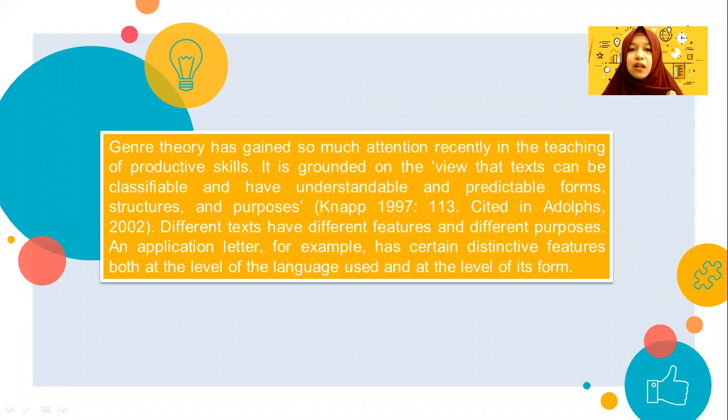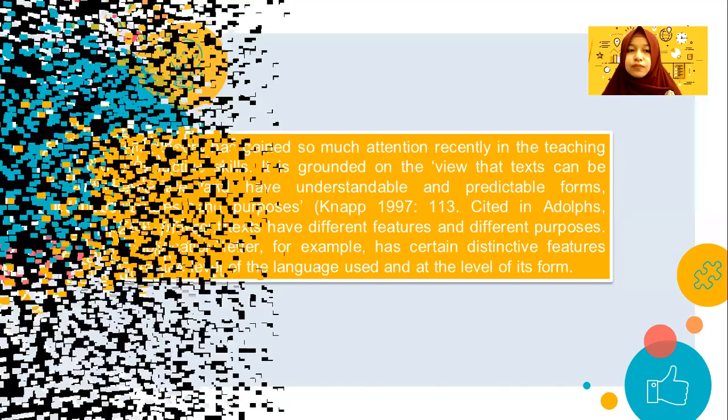And now we come to the genre. Like I have talked about before, genre theory has gained so much attention recently in the teaching of productive skills. It is grounded on the view that texts can be classifiable and have understandable and predictable forms, structures, and purposes, based on Knapp 1997. Different texts have different features and different purposes. An application letter, for example, has certain distinctive features both at the level of language used and at the level of its form. So let us see the kinds of genre.